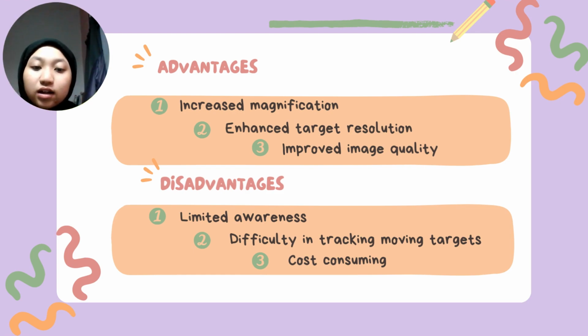So last, the disadvantage of reducing FOV is cost consuming or high cost. So image intensifiers with adjustable FOV capabilities always come with higher costing. So the technology and mechanism required to achieve variable FOV add complexity and expense to the device.